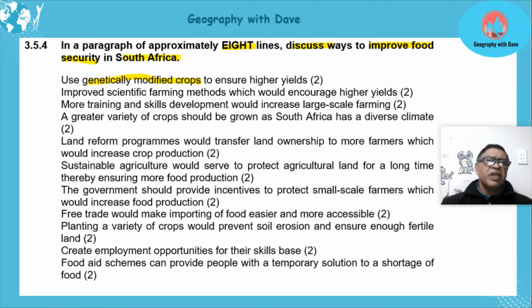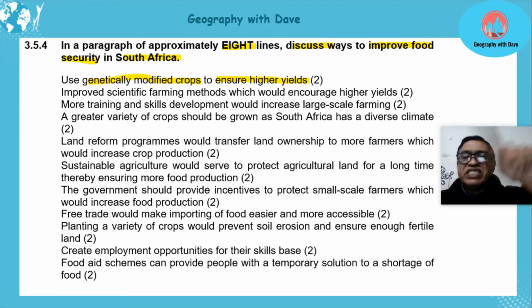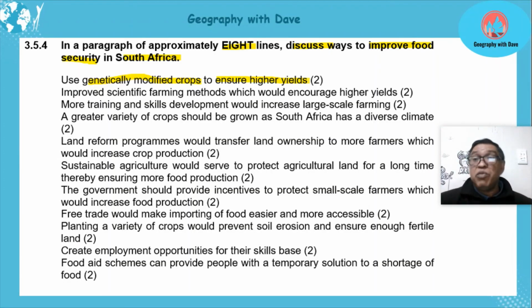So if I say genetically modified crops that are related to food security, no, I need to relate it to food security. So what does it do? It ensures higher yields of crops. Can you see it's more food? Can you see I have to give the fact that relates it to food security? I can't just talk genetically modified crops.